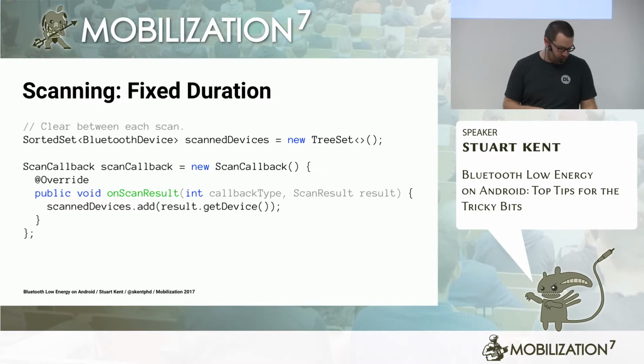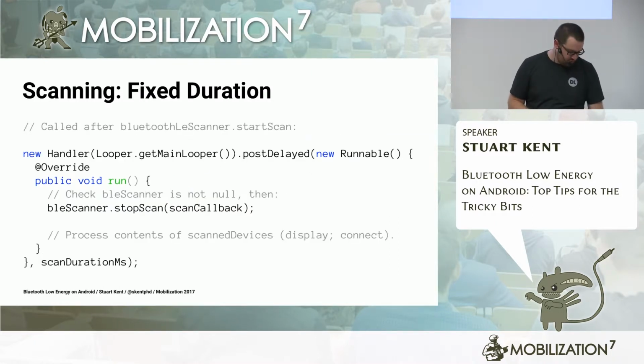If you go with this route, in the onScanResult, you just add your new scan result to the set, and then at the end of however long, 5 seconds, you'll process them at that point. So that's what the processing looks like. As soon as you call start scan, just post a delayed runnable that's going to stop the scan and then do something with those scan results.